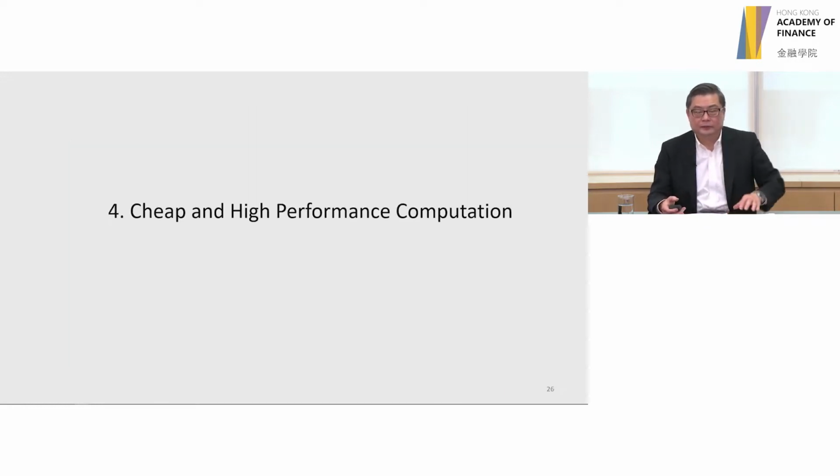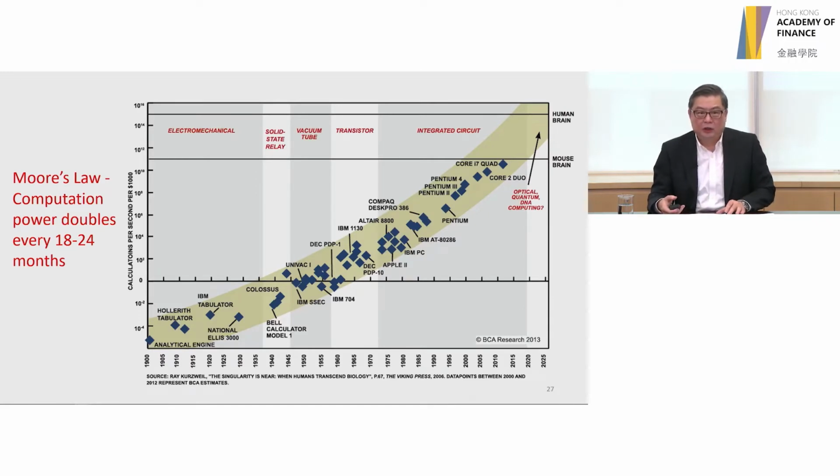Okay, so the next condition: cheap and high performance computation. This graph shows the calculations per $1,000 over time. The y-axis is an exponential scale, and as you can see, over time the power of computers has grown exponentially. There's a very famous law, many of you may be aware of, Moore's law on computation. Basically, it says computing power will double every 18 to 24 months. And it has been happening for the last 6 decades. So if this is any indication about the trend, and if you believe in Moore's law, there will be continued growth in computation power at the exponential level.